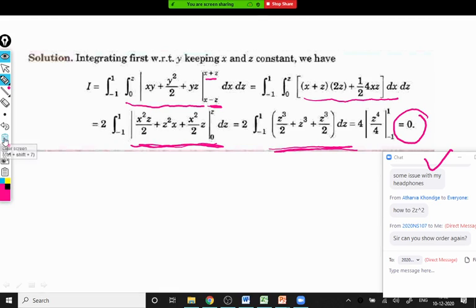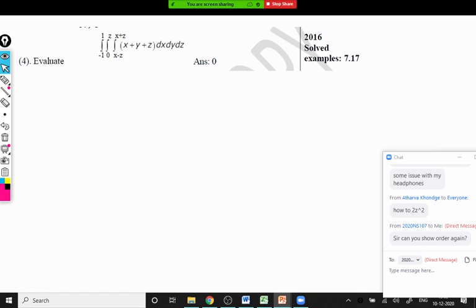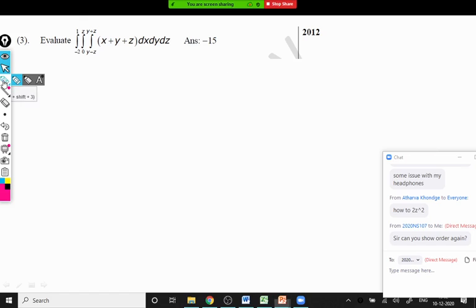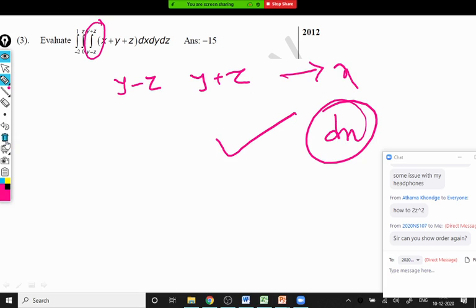The order, if you want to see, let me show you again. Let me come to the previous example here again. You'll observe what the limits are. Limits are in y z, na? y minus z and y plus z. These are the limits. So this should be of the variable x. So the order is dx first. So dx is important, that you should keep in mind.